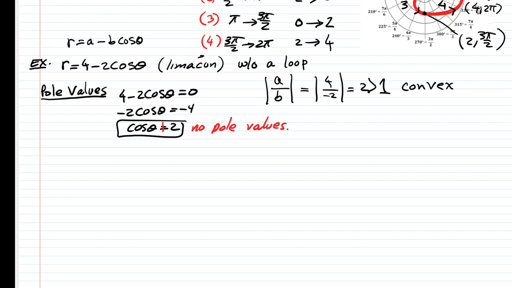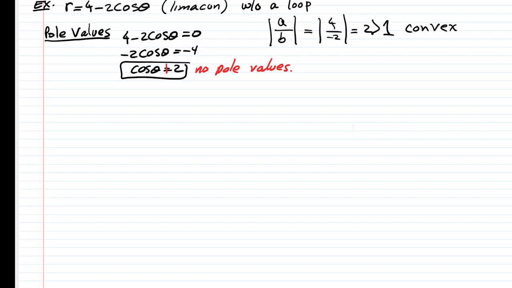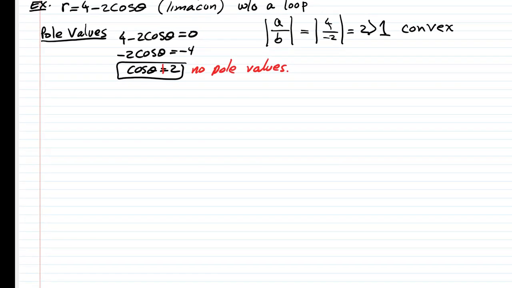In other words, this graph will never reach the pole. It will probably go around it, but never actually touch nor cross the pole. So I'm going to go with my ranges here. I'm going to go range of theta, and then I'm going to go range of r.